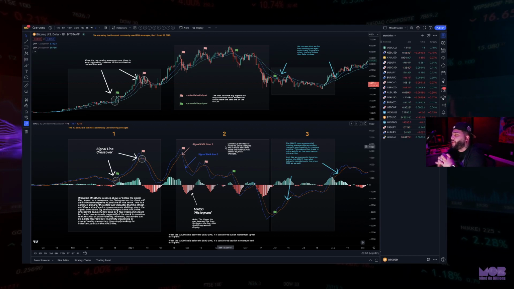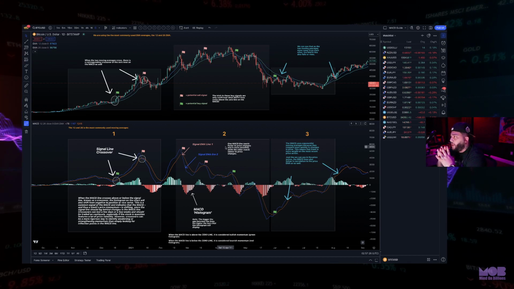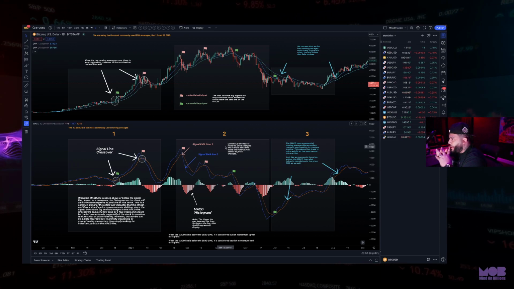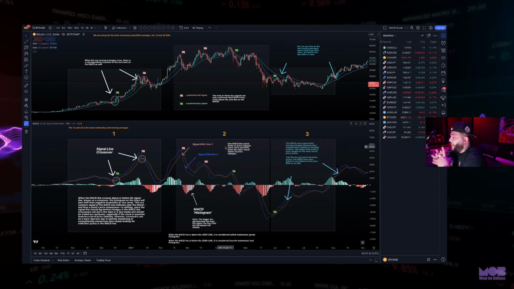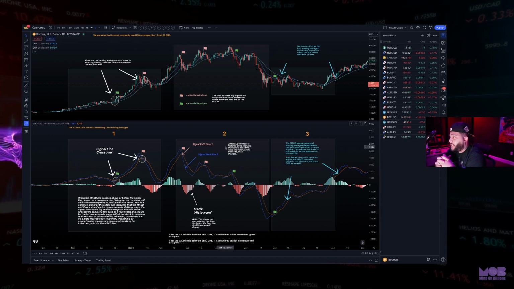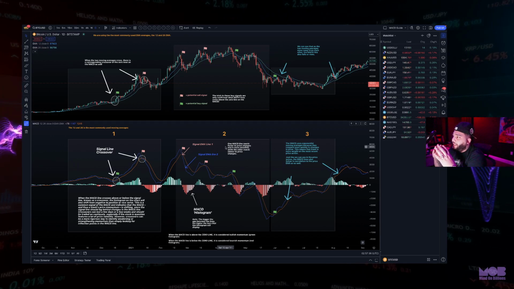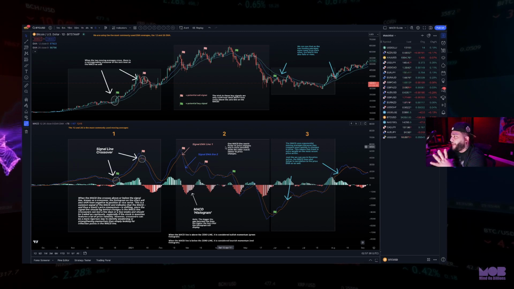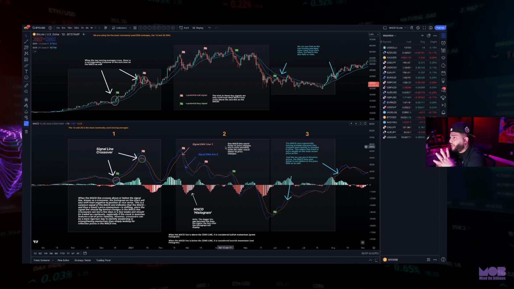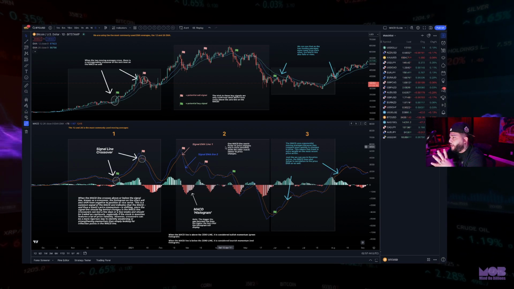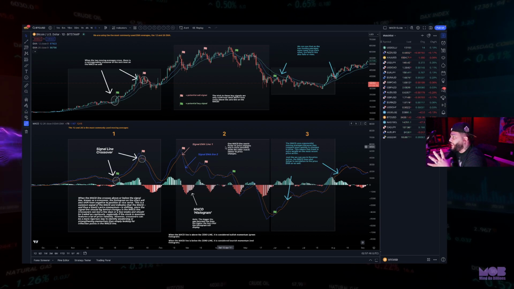All right, so I don't know if this kind of reminds you of the stochastic and also the RSI that we covered in the last couple of videos. That's basically what it is. Whenever you see the divergence happening, that means momentum is slowing down on any of these sides, right? So MACD, moving average, convergence, divergence.